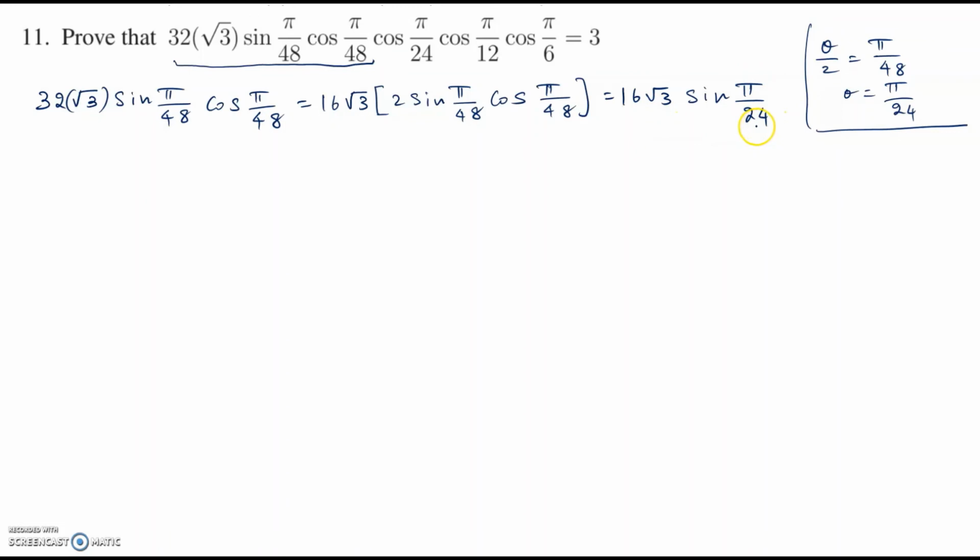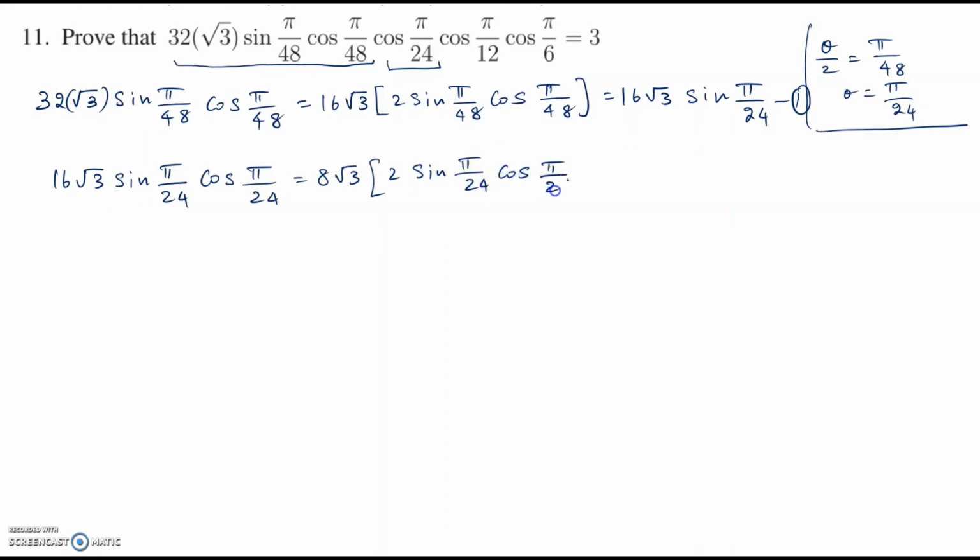Now let's take this term and multiply it with the next term here. So 16 root 3 sine pi by 24, let me call this 1, and multiply this with the second term, which is cos pi by 24. You can already notice they are following the same pattern. So let's follow the same method that we did for the previous. Break 16 as 8 times 2, and move the 2 inside, so this is sine pi by 24 cos pi by 24. That would be equal to 8 root 3, and this will become sine pi by 12. Now our theta by 2 will be pi by 24, so theta would be pi by 12.